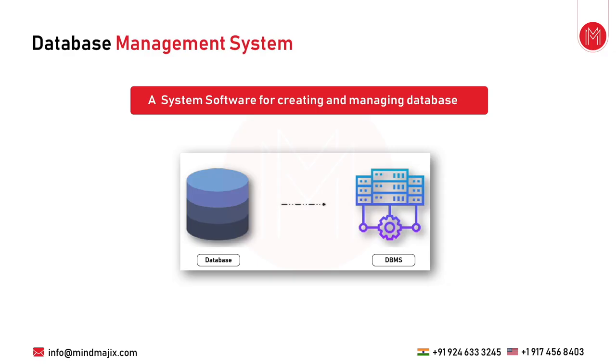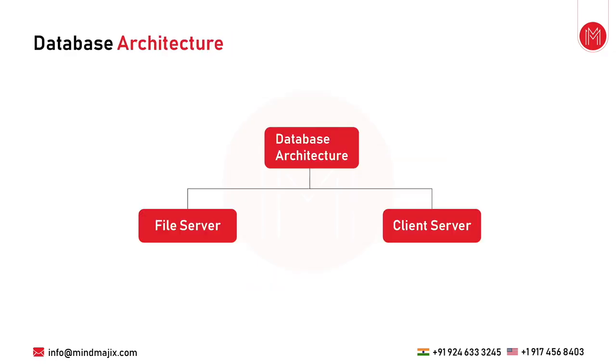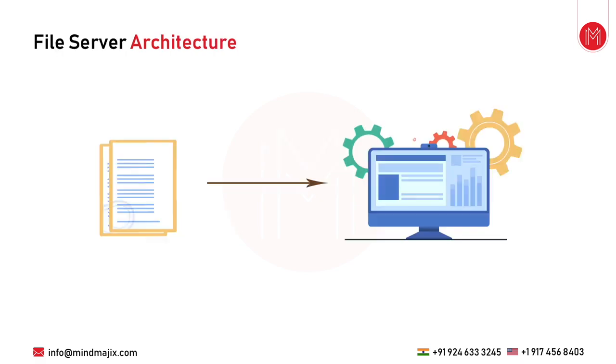Now every database has an architecture. Now let's understand what is the architecture. Database architecture is divided into two forms, the file server and the client server. Now, what is a file server? A file server can be best explained in a way. Suppose you have an Excel file and you have shared your Excel file with your friend. Now, if you do any changes in the original Excel file, the change cannot be seen by your friend.